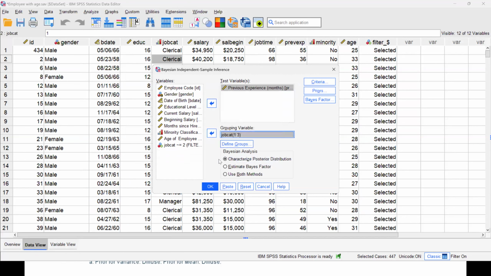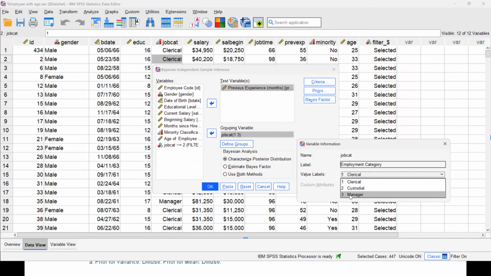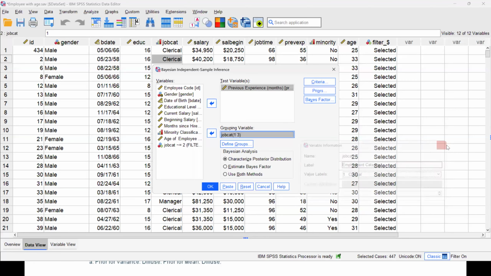Because 1 is clerical and 3 is manager, which we can see here. 1 clerical, 3 manager. Custodial doesn't exist. It's been filtered out. And you can see here it says Bayesian analysis, characterize posterior distribution. This is the analysis that we've just done.